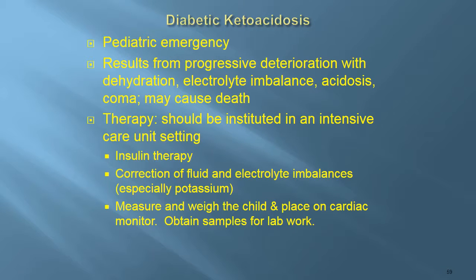Diabetic ketoacidosis is a pediatric emergency. It results from progressive deterioration with dehydration, electrolyte imbalance, acidosis, coma, and possible death. Therapy should be instituted in an intensive care unit setting. It involves insulin therapy, correction of the fluid and electrolyte imbalances, especially potassium. Also, the nurse would measure and weigh the child and place the child on a cardiac monitor and obtain samples for lab work.